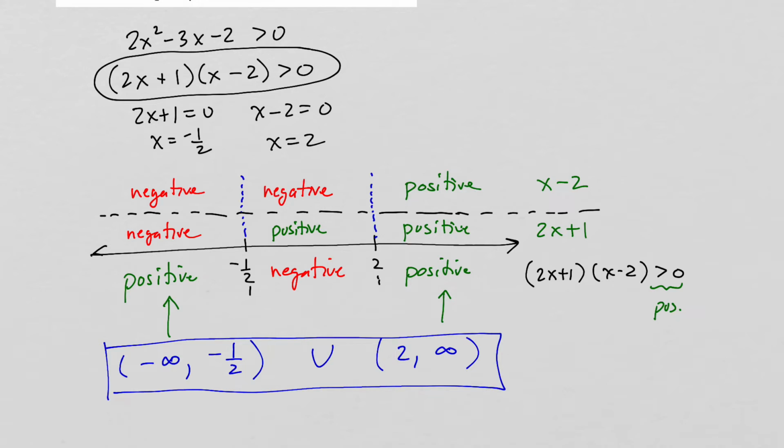Now, one thing that I will say is when we normally do this, we don't write the words negative and positive. We usually will just put a negative sign or a positive sign. And so if you do that, this is what it looks like.